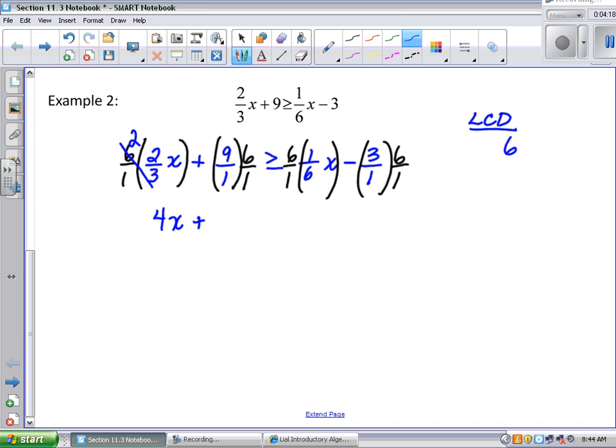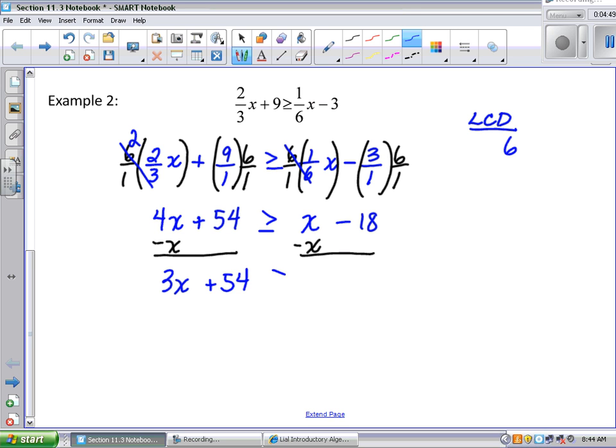Plus 9 times 6 is 54 over 1, or just plain 54, is greater than or equal to 6 over 6, which cancels, leaving us with x, minus 6 times 3 is 18. Now that we've cleared our fractions, we're going to get all of our x's on the same side, so subtract x from each side of the inequality. 3x plus 54 is greater than or equal to negative 18.